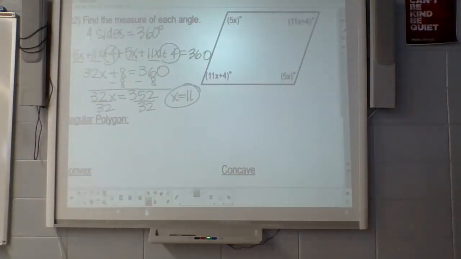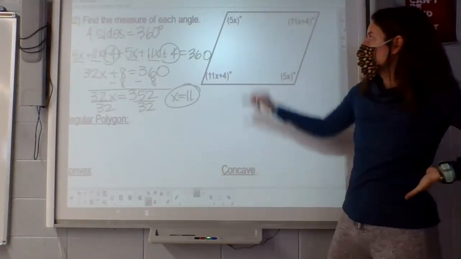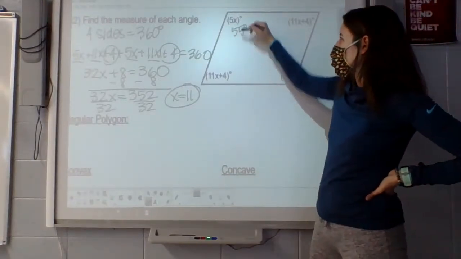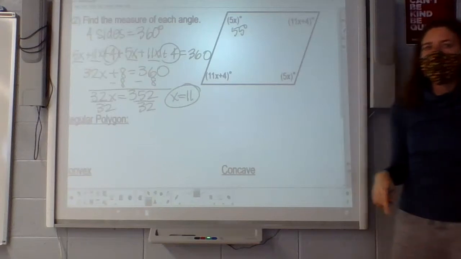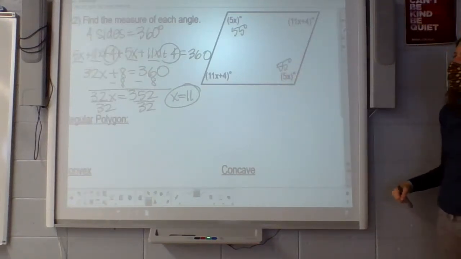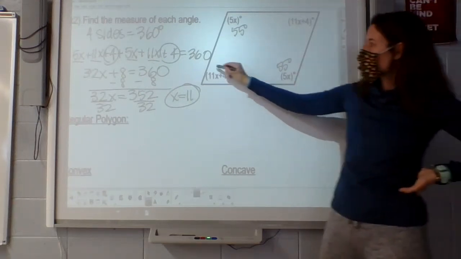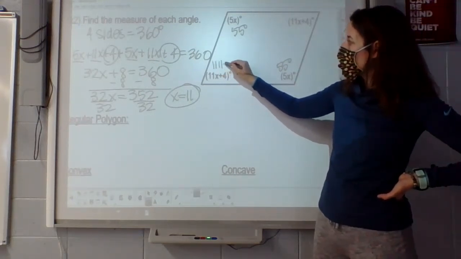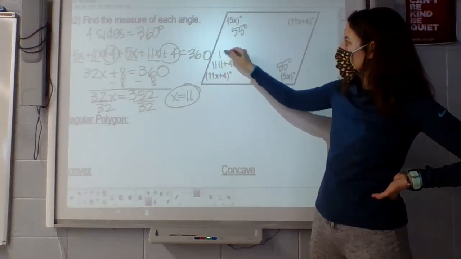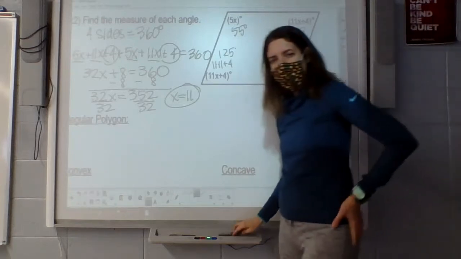Now again, here's where you find out my drawing is really horrible. You go to put that back in to check these angles. So 5 times 11 is 55. That obviously looks like an obtuse angle, and it's not, but it's a bad drawing. Same thing opposite over here. And then I can do 11 times 11 plus 4, so 125. Okay.